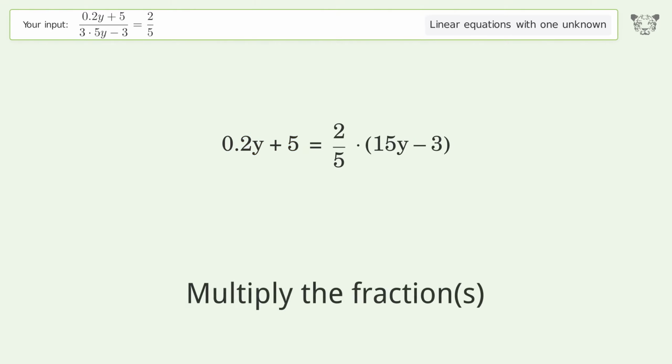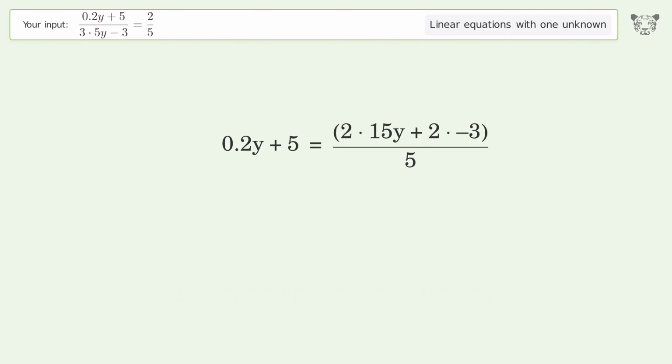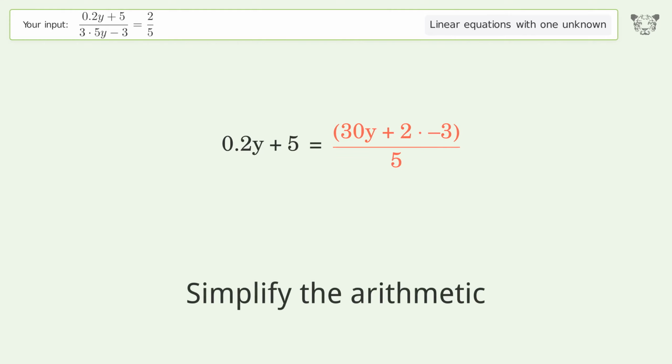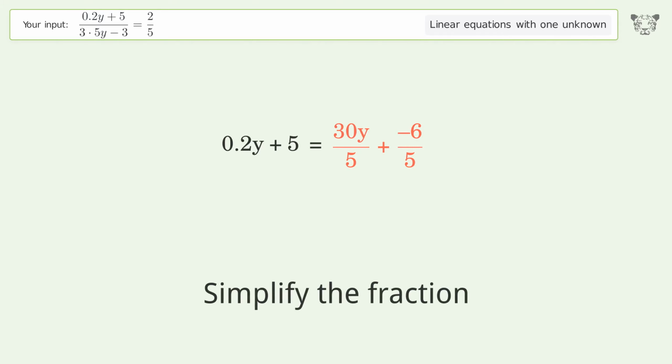Multiply the fractions. Expand the parentheses. Multiply the coefficients. Simplify the arithmetic. Break up the fraction. Simplify the fraction.